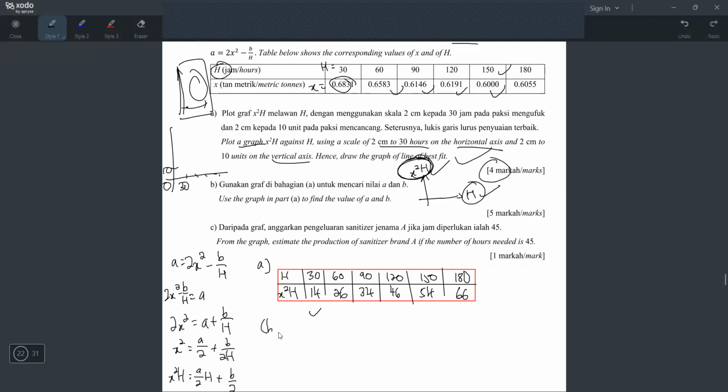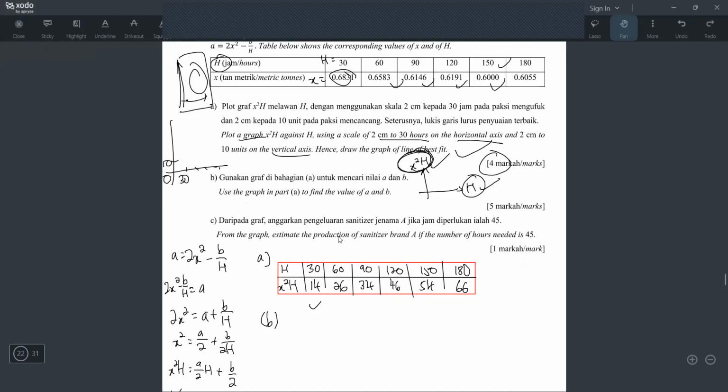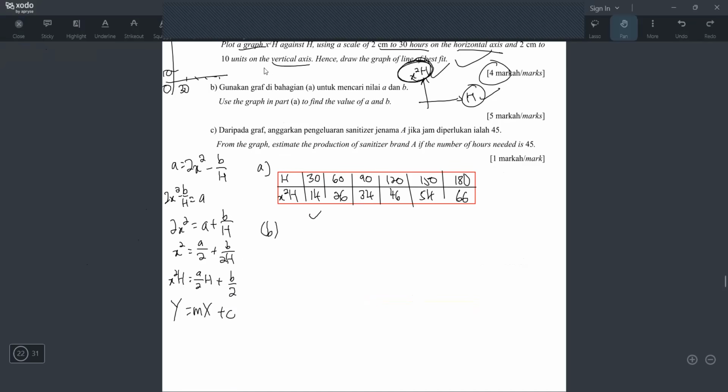And then for question B, now they say use the graph in part A, find the value of A and B. Okay, you don't tell me, oh, A is gradient, B is y-intercept. No, no, no, no. A is not gradient, B is not y-intercept. What is the gradient?